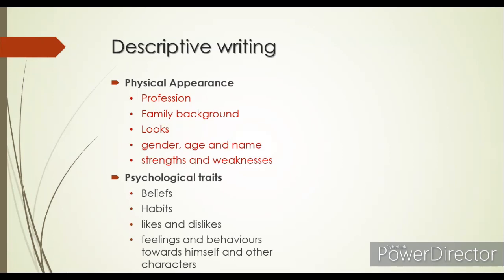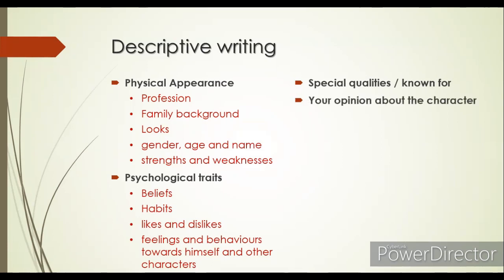Moving further, we can think about the qualities of each and every character that is given. That is, the beliefs, the habits, the likes and dislikes, the feelings and the behaviors towards himself and other characters. You can use any one of these points or all of the points, whichever is required. Moving further, while describing a person or a place, you should know the special qualities or what the place is known for. And finally, your personal opinion about the character, the plot or the storyline. So this is how we can create a paragraph, or 2 or 3 paragraphs, on a descriptive writing when it comes to a 5 marks question.